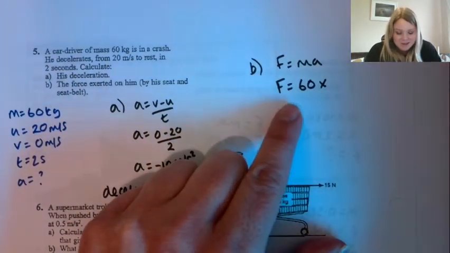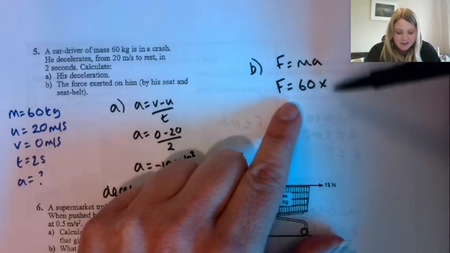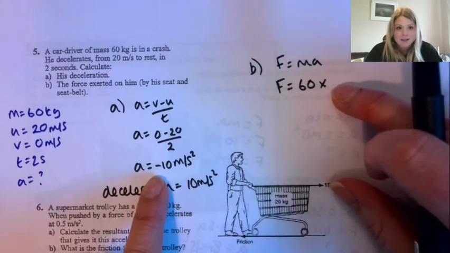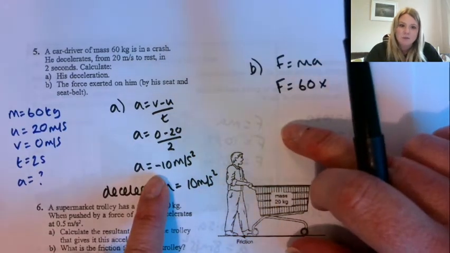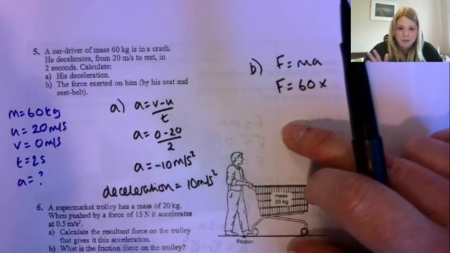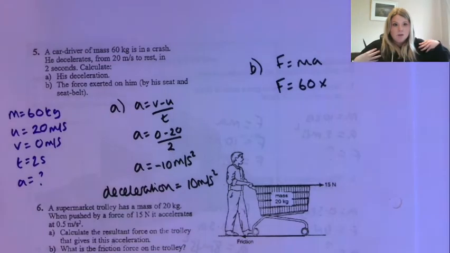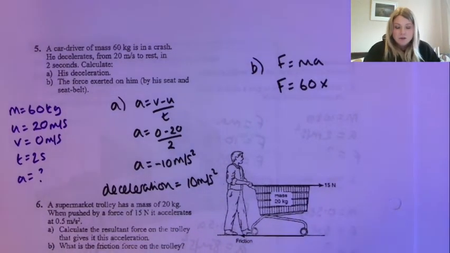Sorry. Whenever we're putting in our acceleration here, if I put my acceleration in as minus 10, that's going to give me a negative value for my force. But don't worry about that. That negative just tells you the direction of the force, because this person's moving forward and the seatbelt is pushing them back. So that negative is just showing you that that force is acting in the opposite direction. In an exam, they'd probably accept both answers, the positive and the negative. I'm just going to put it in as a positive number.